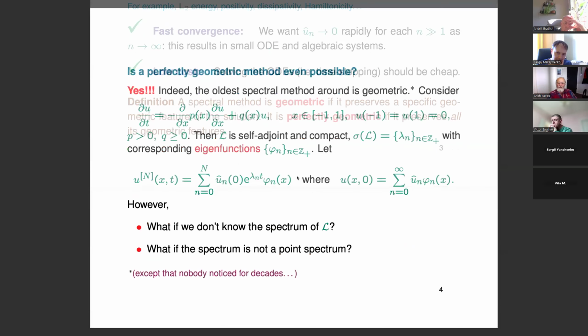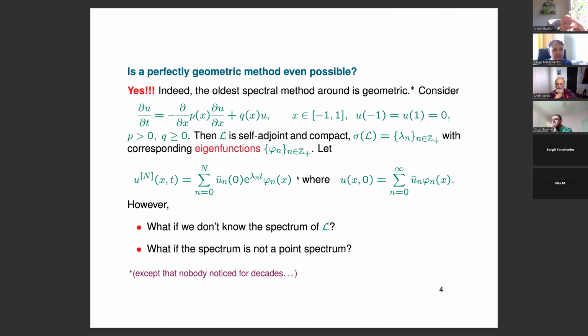So, are perfectly geometric methods even possible? The answer is yes. And indeed, when you go back in history, the oldest spectral method, and the reason why these methods are called spectral methods, is geometric, except that nobody noticed it. So let us take, for example, a linear two-point ODE. So we have this differential operator, P is positive, Q is greater or equal 0. So we have essentially a Sturm-Liouville operator.